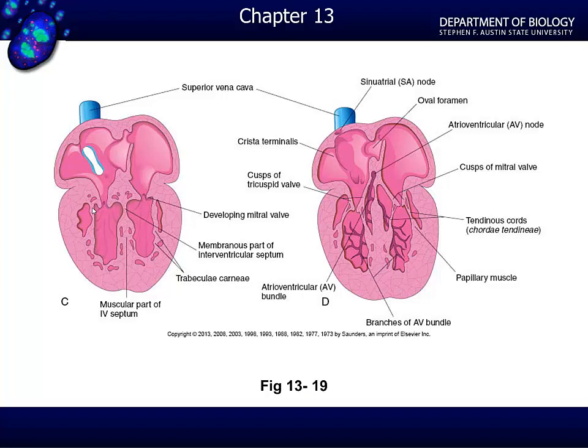Once again, here's an animation putting the formation of valves and the erosion of this tissue into motion.